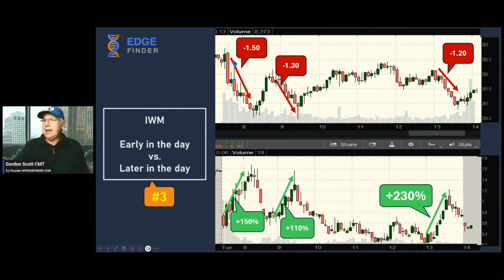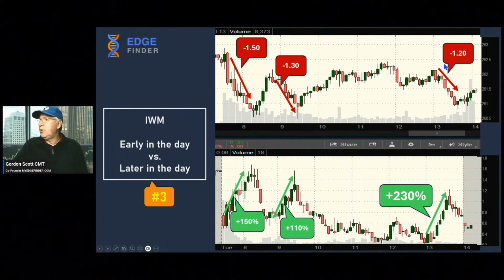Early in the day, it dropped $1.50 and then went back up, and it dropped $1.30 in the next hour. If you look at the put options that were at the money, right there at 262 and a half, I think they were 262 and a half. Anyway, it goes up 150%. That's pretty good. Then it goes up 110%.